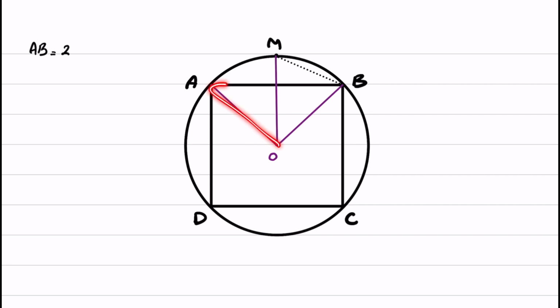If you take a look at triangle OAB, we have an isosceles triangle where the sides are the radius of the circle. And if you take a look at this angle and this angle, they are also equal because their corresponding arcs are equal to each other.